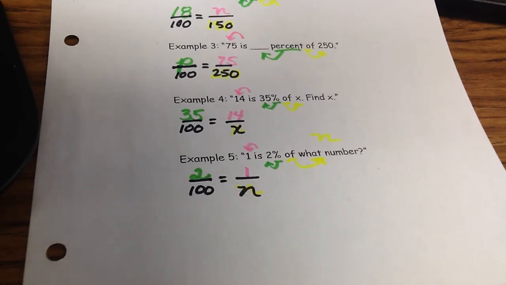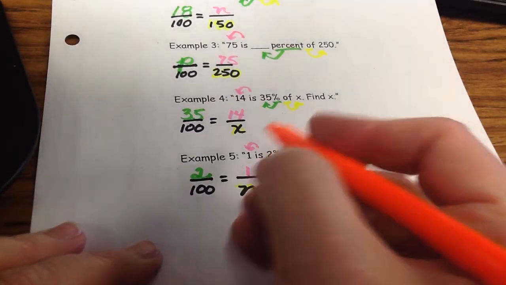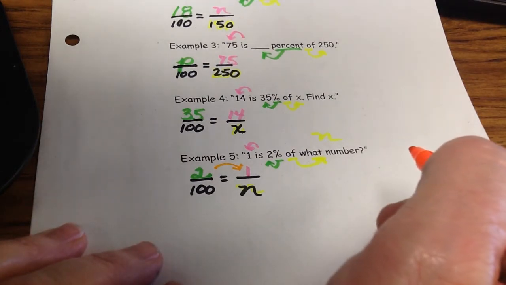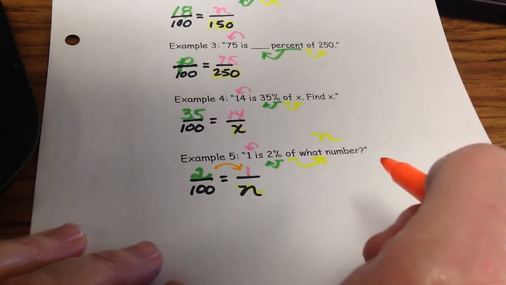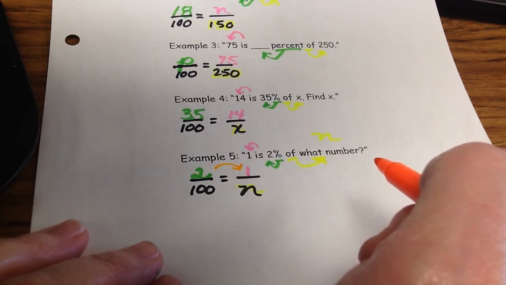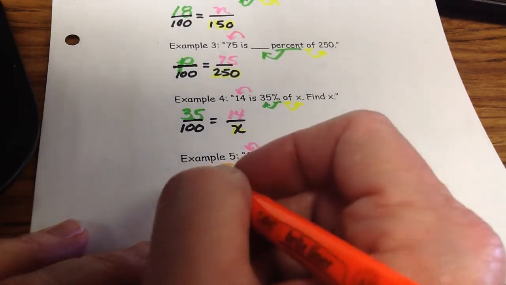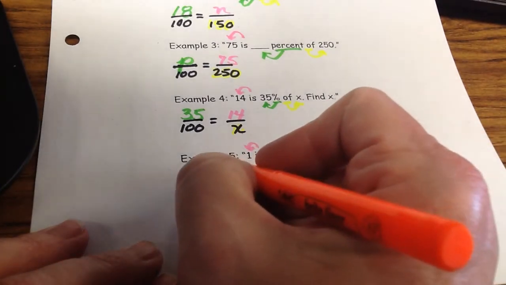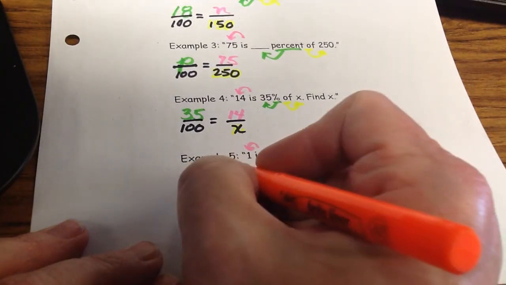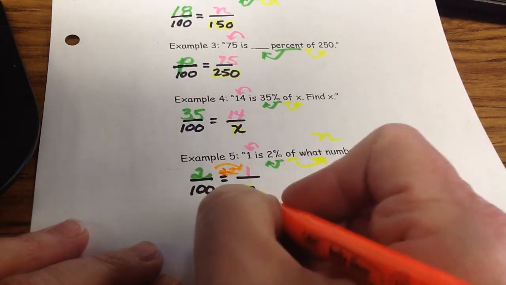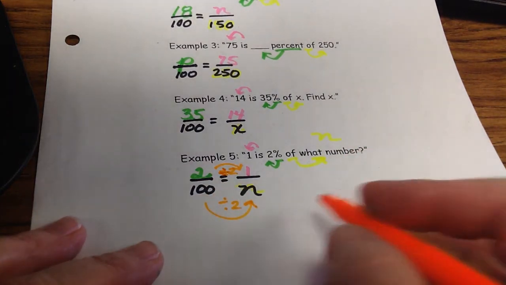How could you get from 2 down to 1? Multiplying or dividing? Turn to your mathmate. What could you do? 2 divided by what is going to equal 1? Okay. Not 1. 2 divided by 2. So we're going to do that on the top, and you're going to do the same exact thing on the bottom. So divide by 2. So what is 100 divided by 2? 50. So n is going to equal 50.